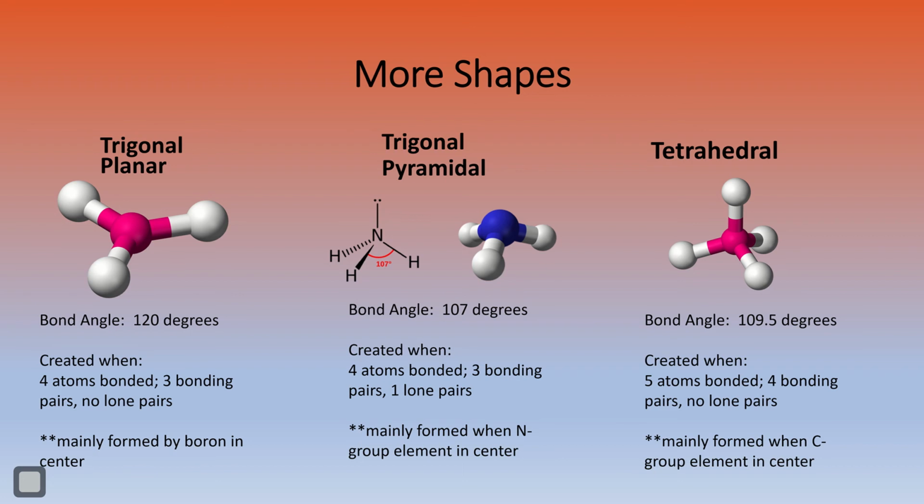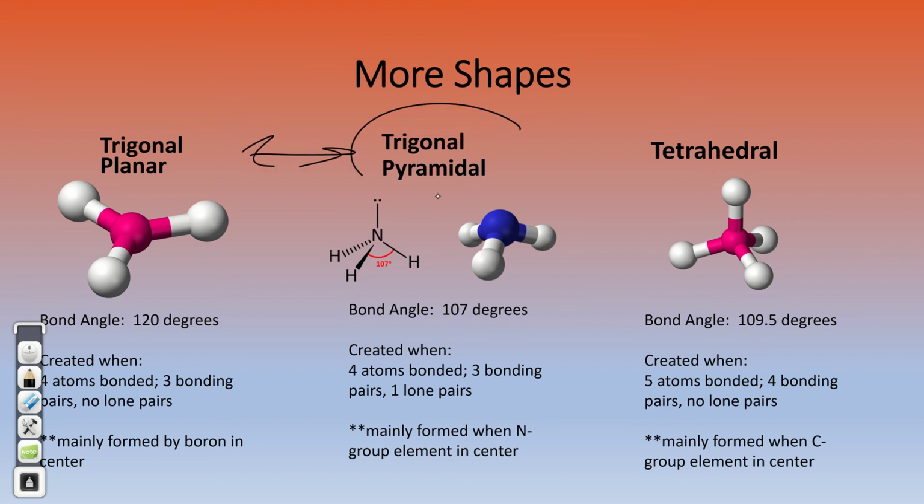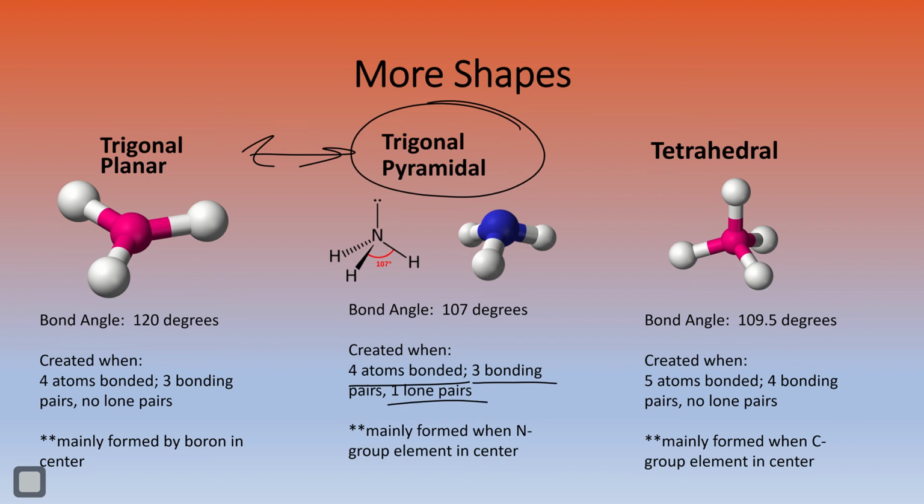Trigonal pyramidal, this one's more common, okay? So what happens here is I know people get these two confused. The trigonal pyramidal is much more common, okay? For trigonal pyramidal, this is created when, again, you have 4 bonded atoms, 3 bonding pairs, and 1 lone pair. So this is going to be primarily created by the N group atoms, and you can see what we got here. Essentially, this might show it a little bit better.